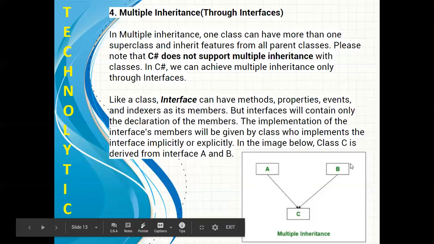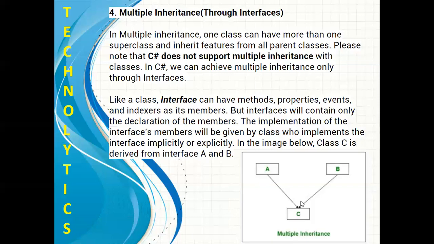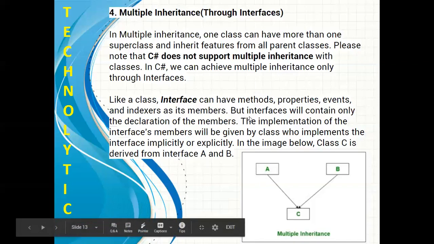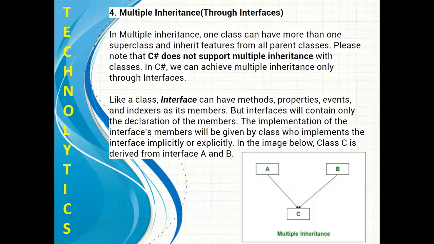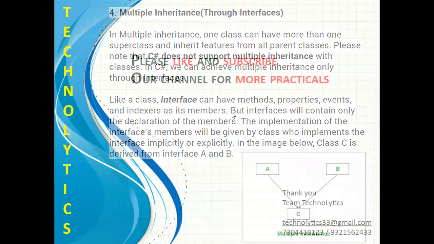Here, more than one superclass is there, and the base class is single. The base class is inheriting the properties from A and B. Such type of inheritance is called multiple inheritance, and we can implement it using interfaces and not using classes. Okay, so I just wanted to tell you this theory. The details of interfaces, or you can say the multiple inheritance, I'll be covering in another video.